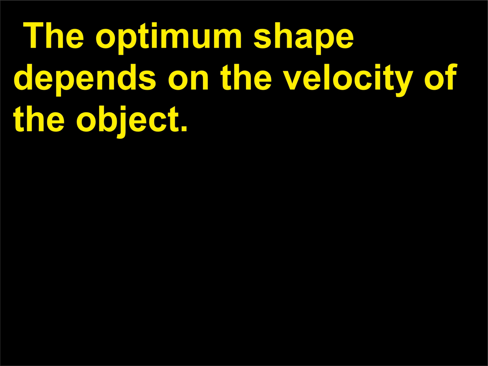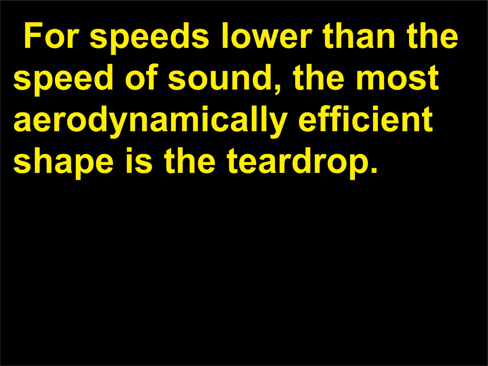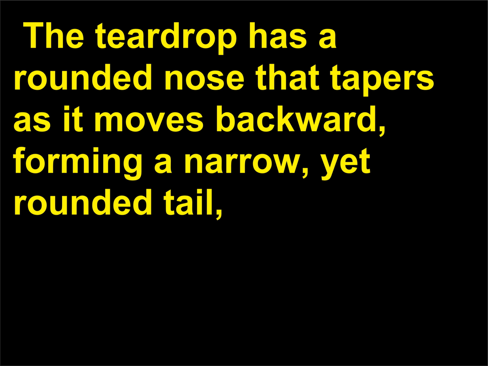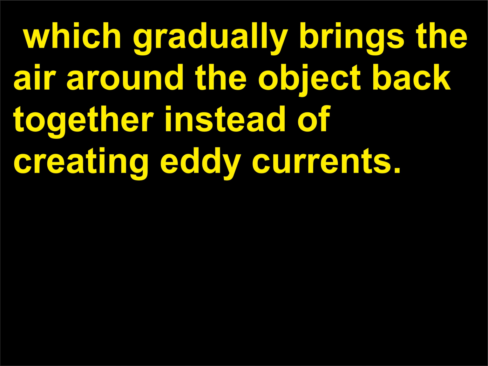The optimum shape depends on the velocity of the object. For speeds lower than the speed of sound, the most aerodynamically efficient shape is the teardrop. The teardrop has a rounded nose that tapers as it moves backward, forming a narrow, yet rounded tail, which gradually brings the air around the object back together instead of creating eddy currents.